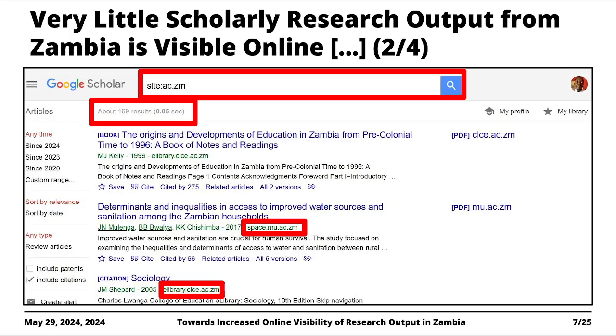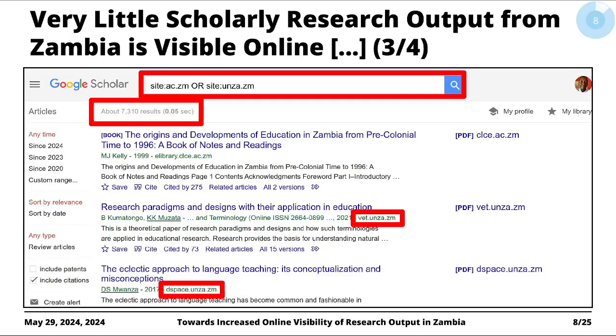If their content is online, we've done recent studies that seem to suggest that their content is not online, but if it is online, then there's something fundamentally wrong in terms of how they're indexing their content. The picture changes slightly if perhaps we sneak in UNZA.